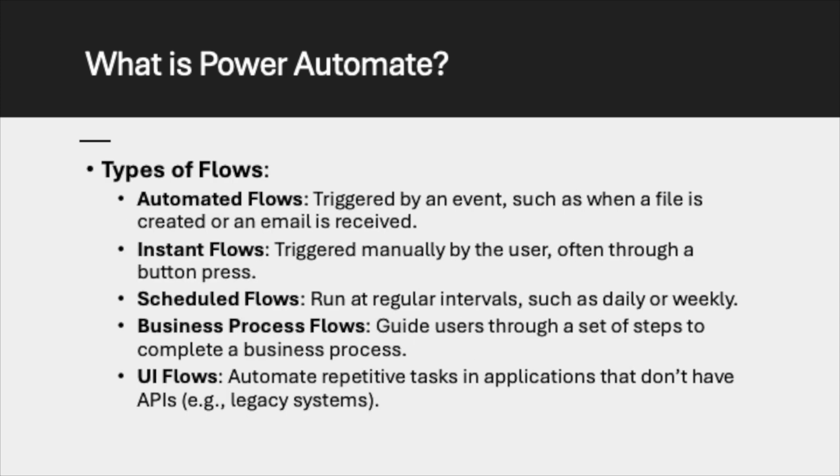Types of flows include automated flows, triggered by an event such as when a file is created or an email is received. Instant flows, triggered manually by the user, often through a button press. Scheduled flows, run at regular intervals such as daily or weekly. Business process flows, guide users through a set of steps to complete a business process. UI flows, automate repetitive tasks in an application that doesn't have APIs, for example legacy systems.